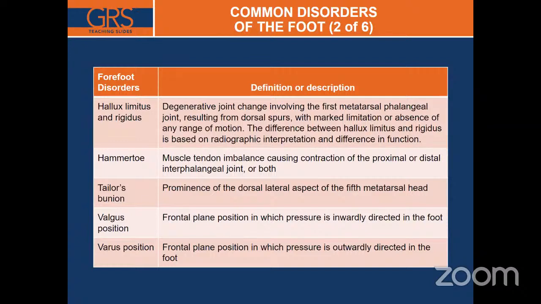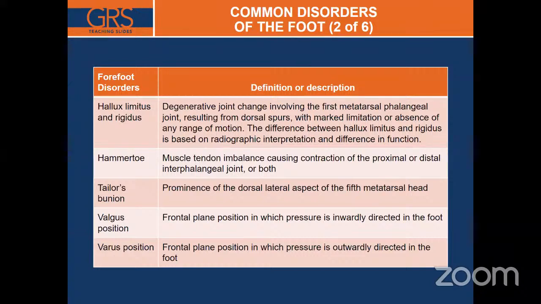Also for disorders, we have Hallux Limitus and Rigidus. This is a degenerative joint change that involves the first metatarsal. It results from dorsal spurs, and it has marked limitation and absence of any range of motion. The difference between Hallux Limitus and Rigidus is based on radiographic interpretation.